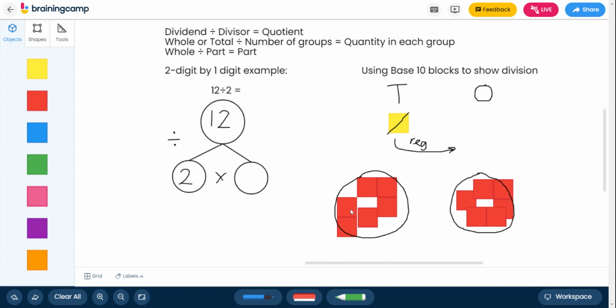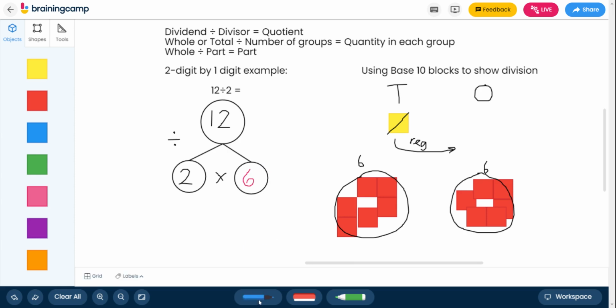So if you check, you have 2, 4, 6, 6 ones here, 6 ones here. Are they equal? Yes, they are. So our missing number in this bond was 6. 2 times 6 is equal to 12. And that's how we check. We use the inverse operation to check. 2 times 6 is equal to 12. Right? 12 divided by 2 is equal to 6.